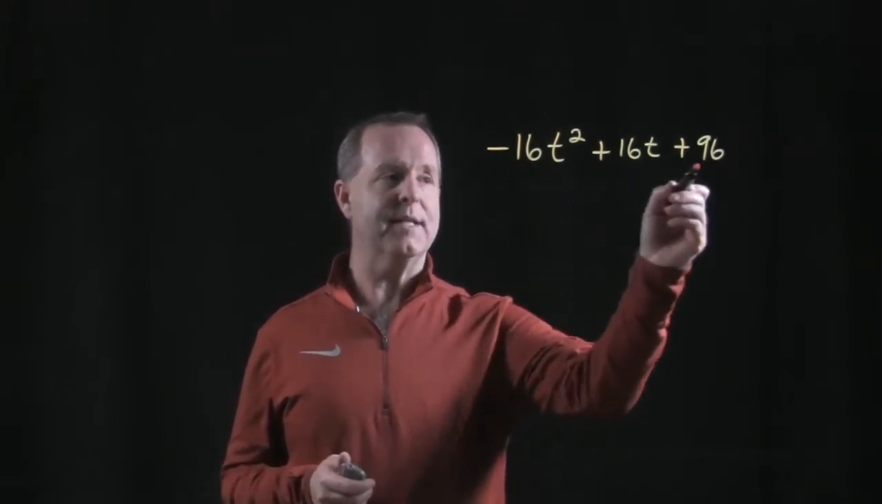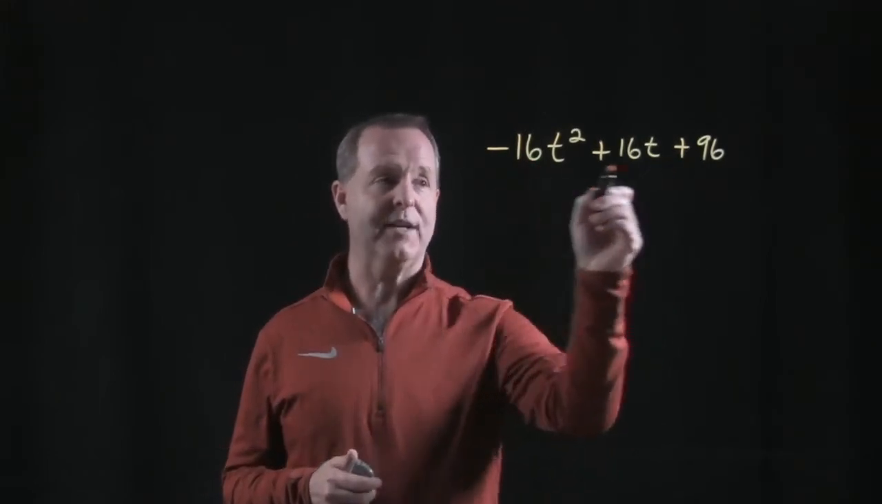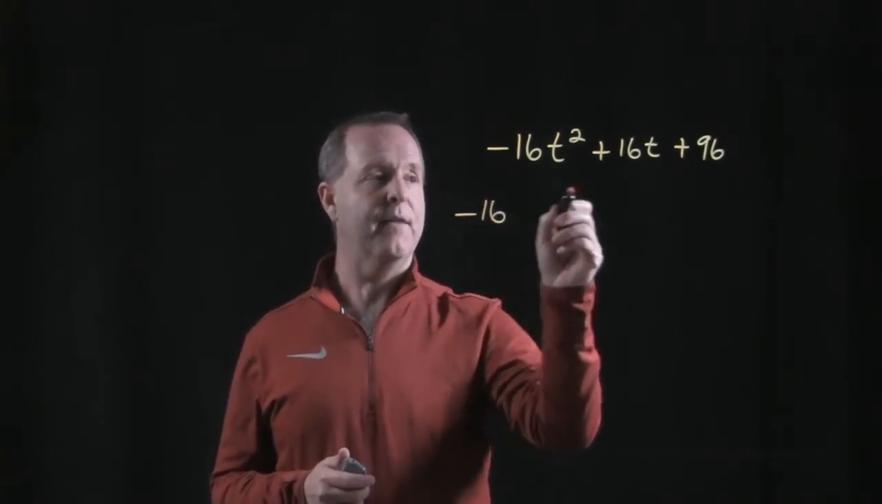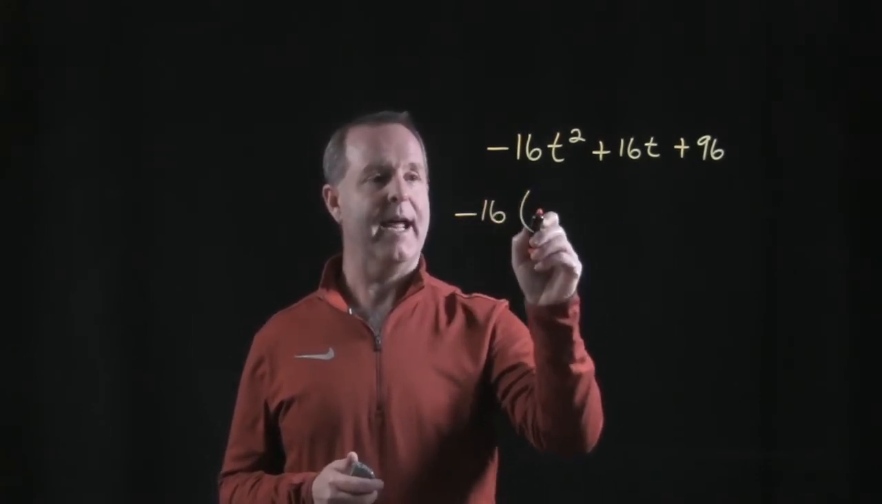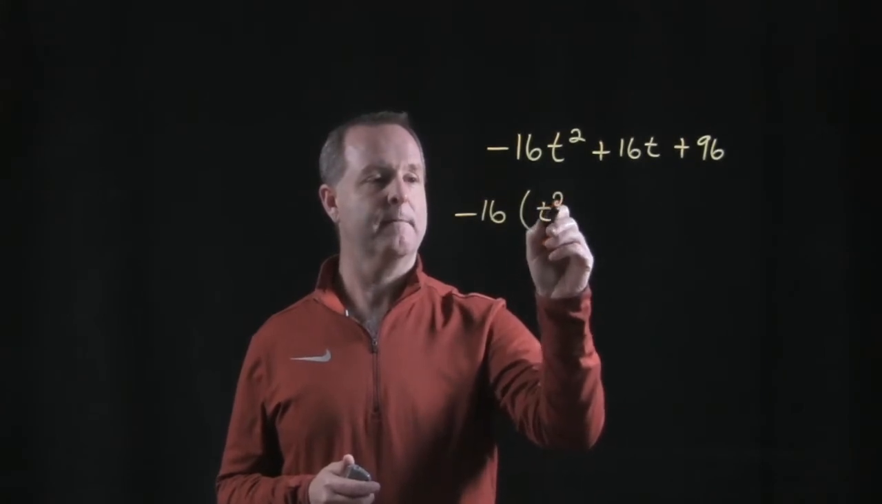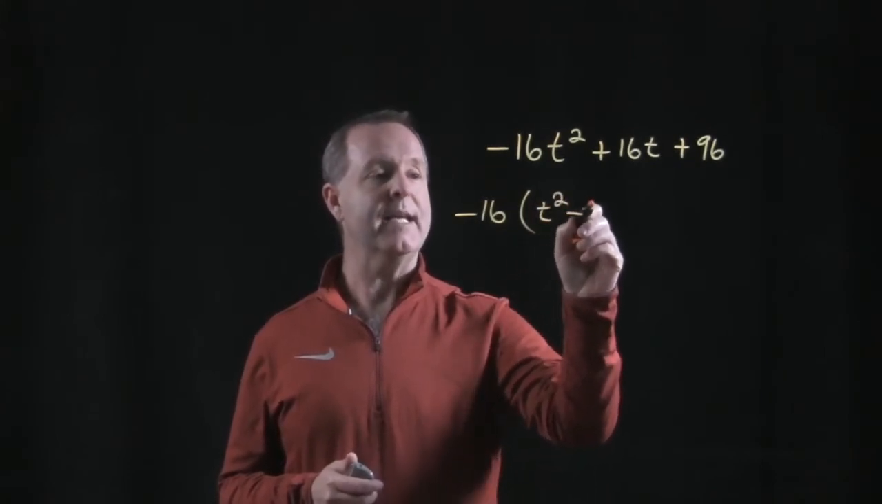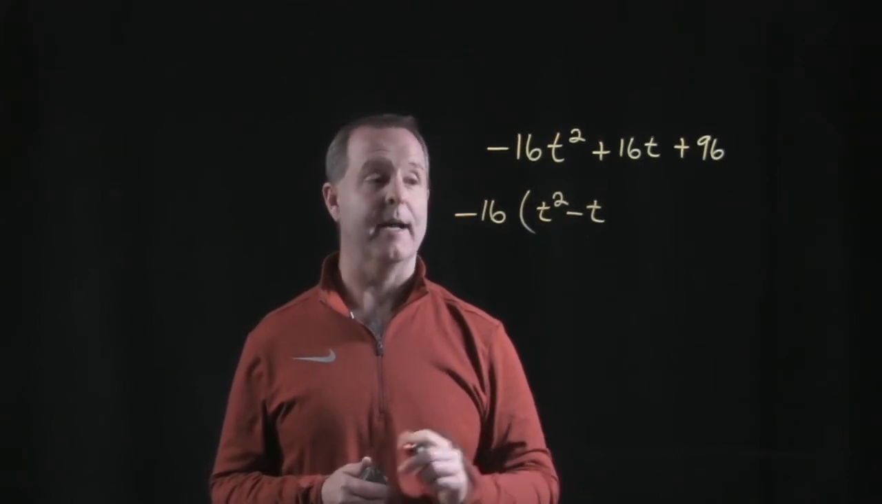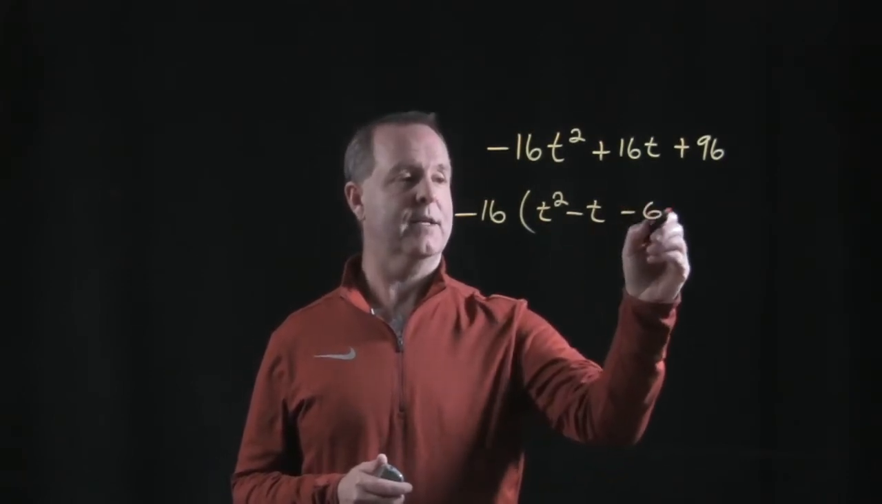I think a negative 16 is a factor of each of those terms. So let's factor out a negative 16. And then what's left is I have a t squared minus a t, and 16 goes into 96 6 times. And so I have a negative 6 right there.